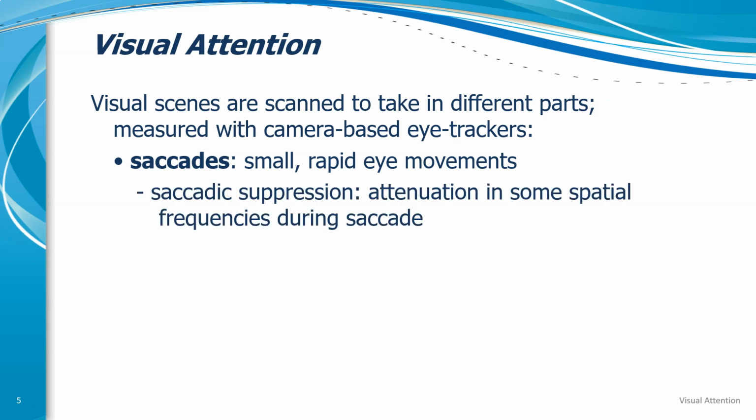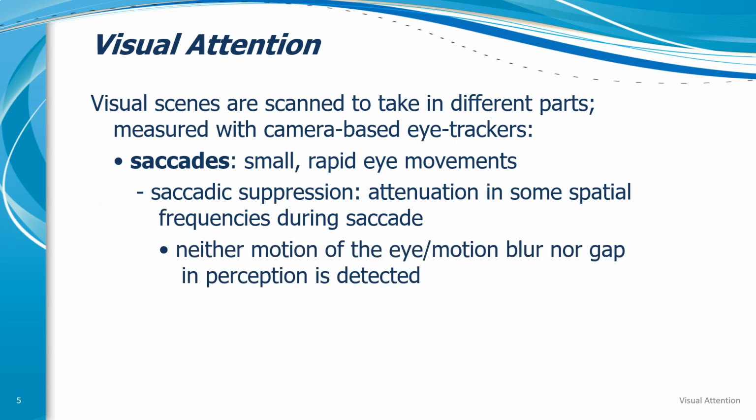There's a phenomenon called saccadic suppression. Some spatial frequencies are attenuated while your eyes are moving. In other words, you're kind of sort of blind during a saccade. Now, this is not something that you notice. You cannot detect the motion of your eye or any kind of gap in between. You can try this if you like. Look at your eye in a mirror and see if you can catch your eye moving.